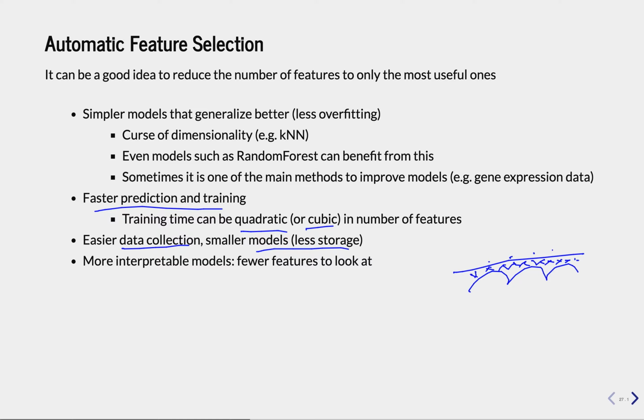And finally, there's interpretability. A model that has fewer features is much easier to interpret. And that's definitely one of the core reasons why we want to do this.